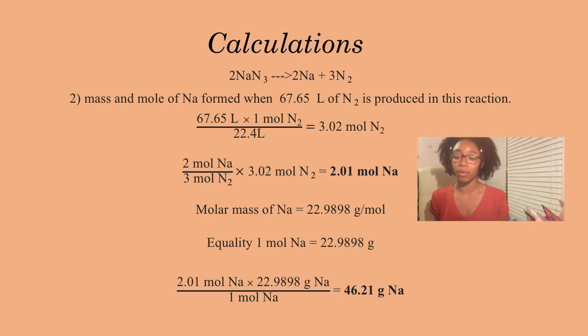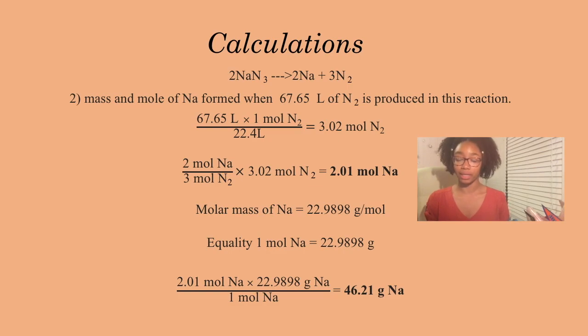To calculate the mass in the mole of sodium formed when 67.65 liters of nitrogen gas is produced, we need to do the same thing basically. Take 67.65 liters times 1 mole of nitrogen gas and divide that by 22.4 liters to get us 3.02 moles of nitrogen gas. Then we do the mole to mole ratio again. 2 moles of sodium divided by 3 moles of nitrogen gas times 3.02 moles of nitrogen gas to get us 2.01 moles of sodium.